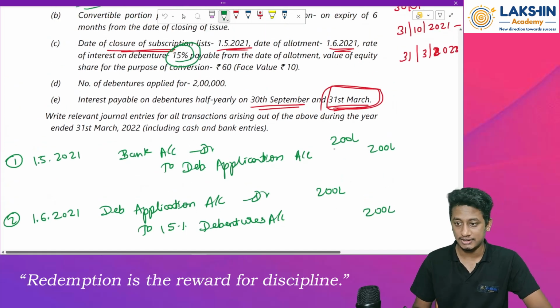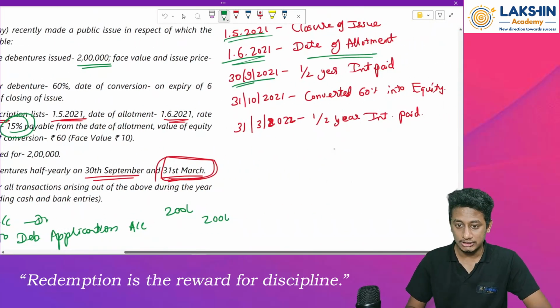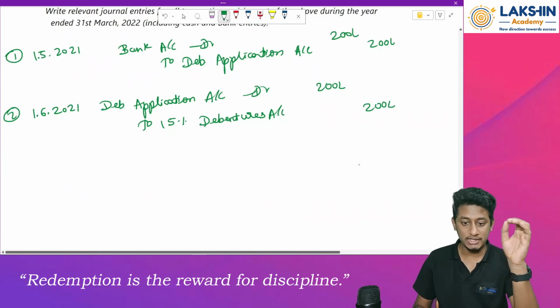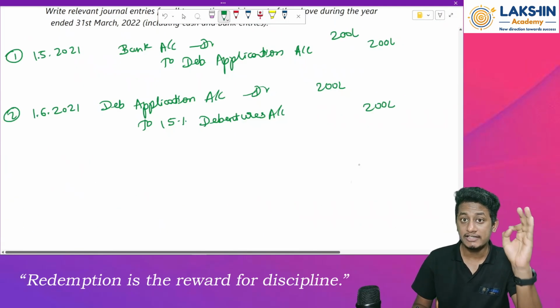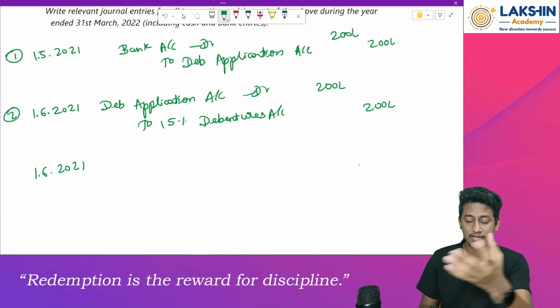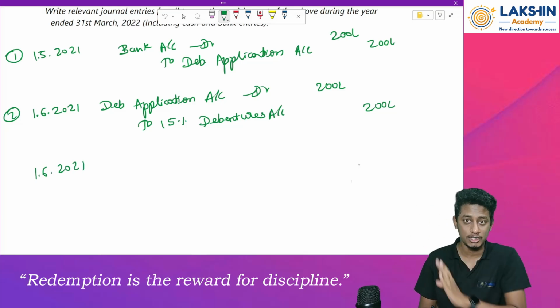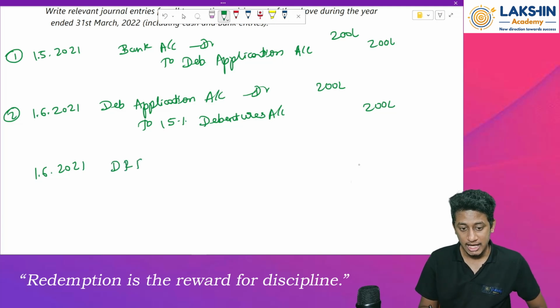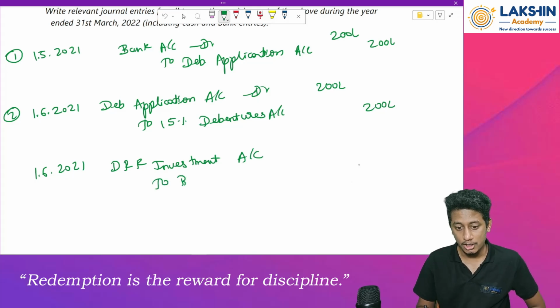After this, next what has happened? On 30th of September, we have paid interest, right? But before that, we need to create an investment account, right? So on 1/6 again, whenever I am transferring or allotting it to the debenture holders, on the same date I need to create what? DRR investment account, to bank account, because I am paying for the investment.